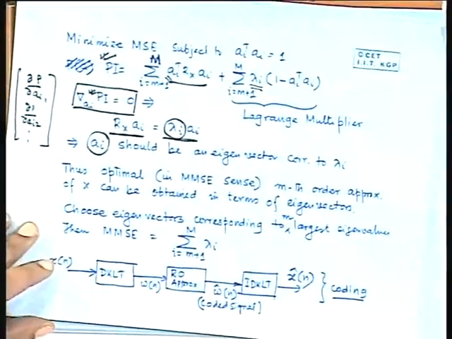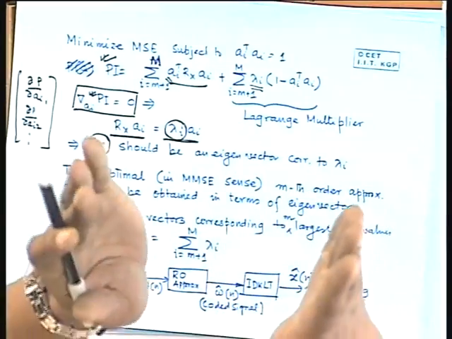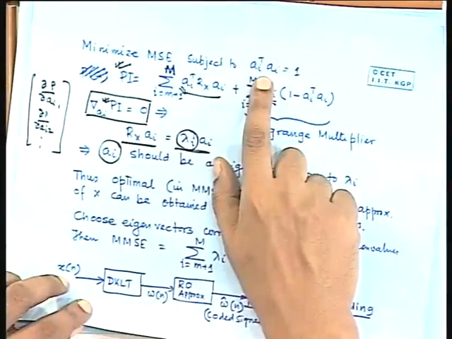So in the previous page, AI transpose AI equal to 1 means? Length of the vectors should be equal to 1. AI is a column vector, so AI transpose AI means what? AI1 square plus AI2 square plus AI3 square plus AI4 square, like that. AI transpose AI equal to 1. See this one.